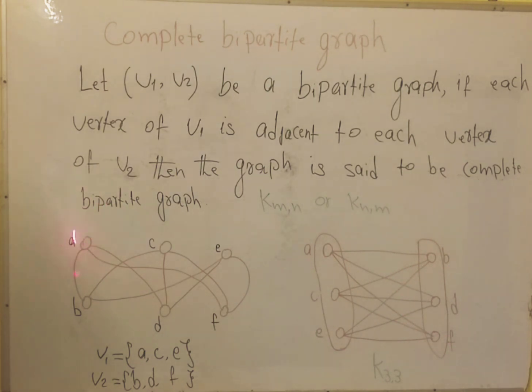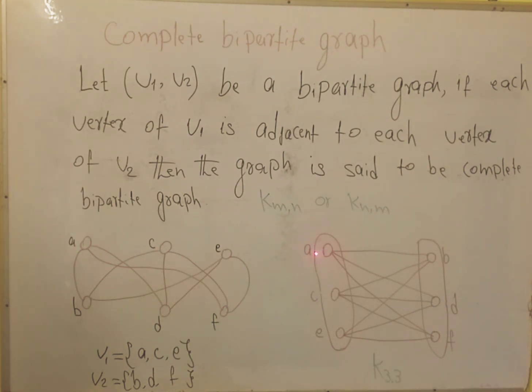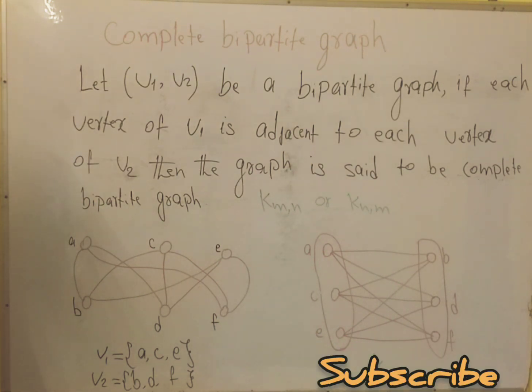As is clear, in the given graph, A is adjacent to B, to D and to F. We connect A to B, A to D, A to F. Same for C, and E is also the same as A. These types of graphs in the field of graph theory we call complete bipartite graphs.